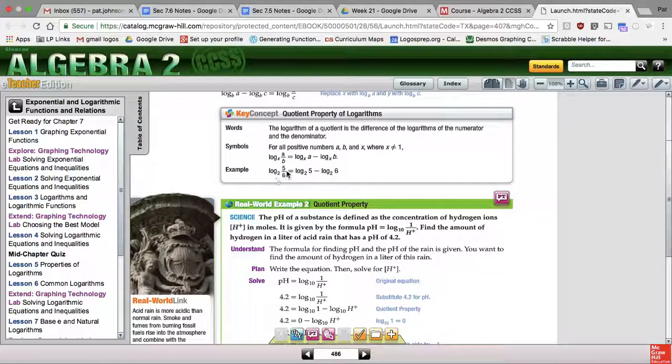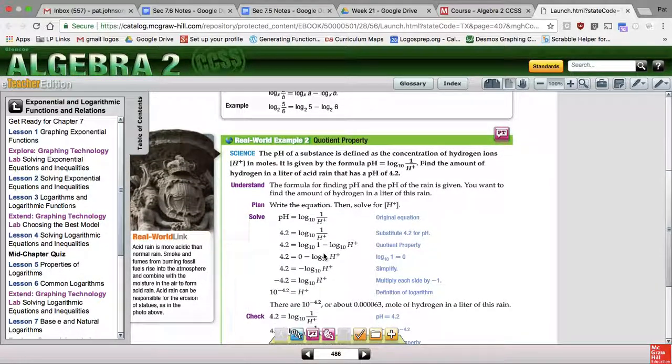So if you have log base 2 of 5 divided by 6, you can take log base 2 of 5 minus log base 2 of 6. Okay, so let's look at this quotient property here.